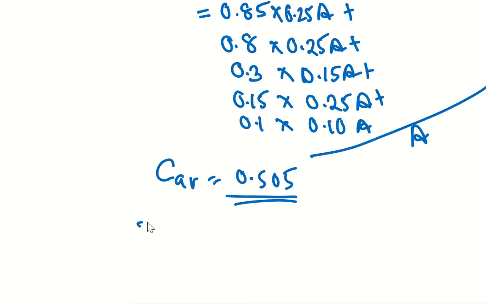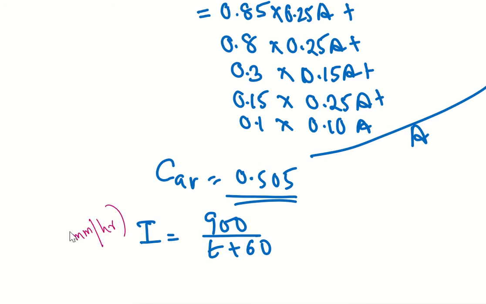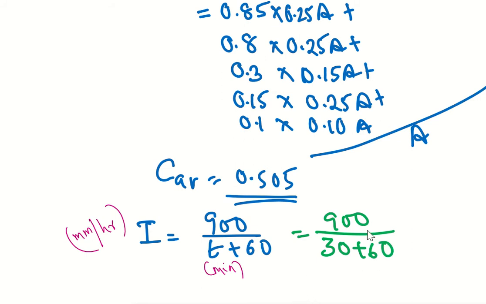Now we have to find the intensity of rainfall. I is given as 900 divided by T plus 60, where intensity of rainfall will be in mm per hour and T should be in minutes. Substituting, this will be equal to 900 divided by 30 plus 60, which is 900 divided by 90, so this will be equal to 10 mm per hour.